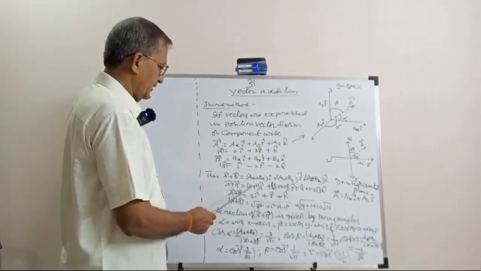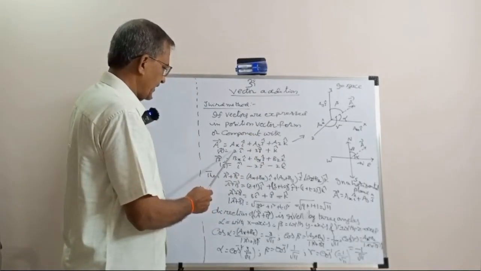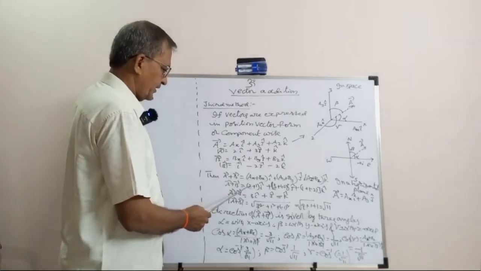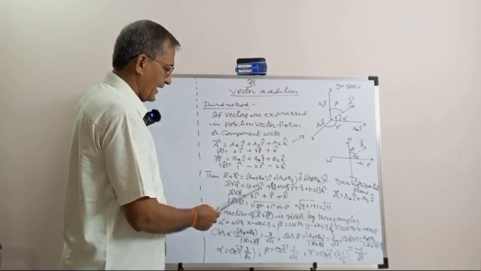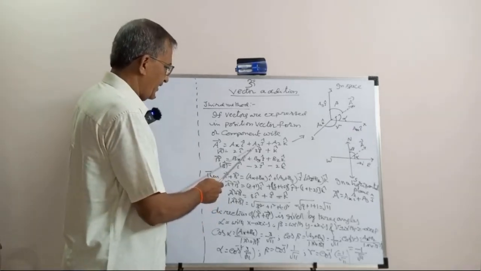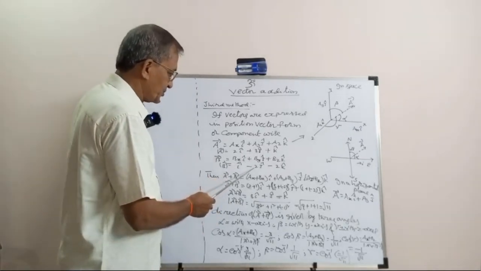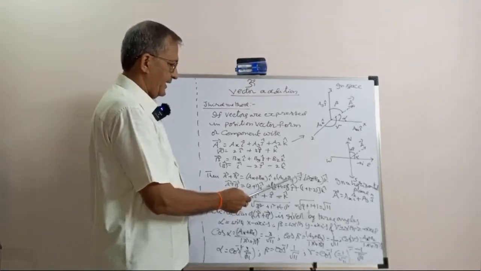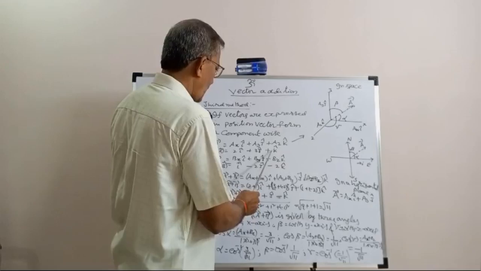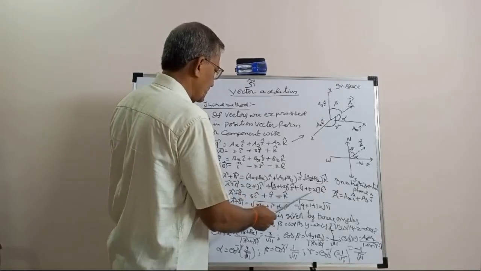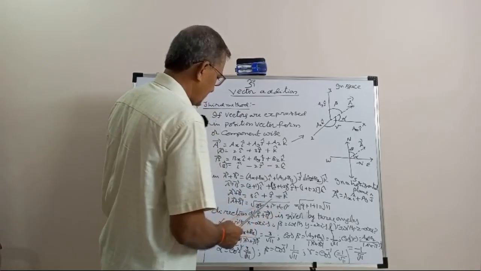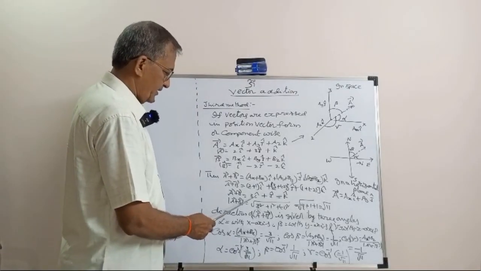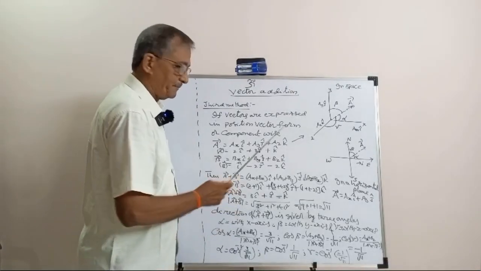And in the numerical way, Ax is 2 in A bar and Bx is 1 in B bar. So it is 2 plus 1 into i cap. Here, Ay is 3 and By is minus 2. That's why it is 3 plus minus 2 into j cap. And here, it is 1 plus minus 2, that is minus 1. That's why the vector A bar plus B bar is equal to 3i plus j minus k.